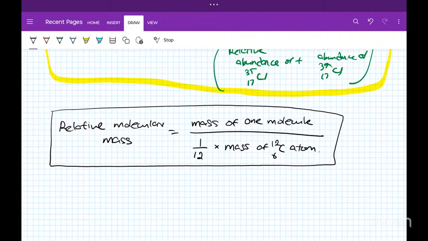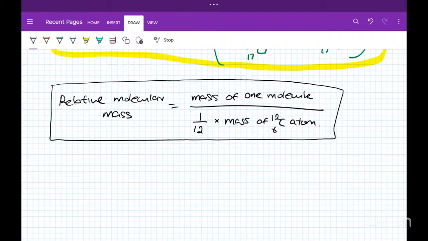Example number 1. The average mass of one carbon dioxide molecule is 3.667 times the mass of a C-12 atom. Calculate the relative molecular mass of carbon dioxide.